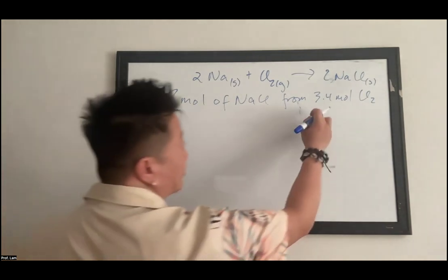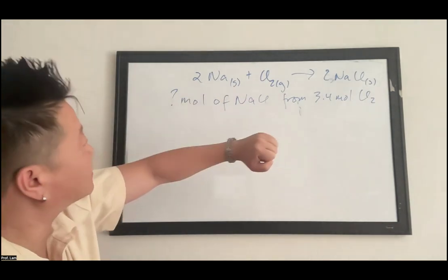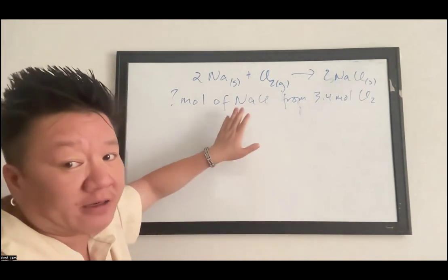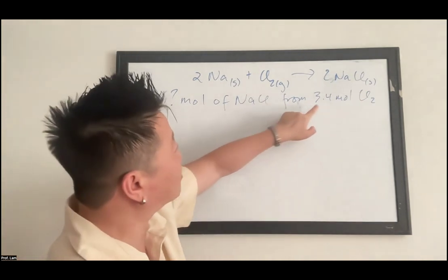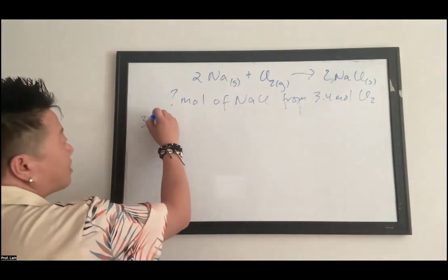You're always going to start with what you're given. Here's the balanced equation. We check quickly that it's balanced. Yes. It's asking how many moles of sodium chloride. That's our product, that we can get from reacting 3.4 moles of Cl2. So you start with what you're given.